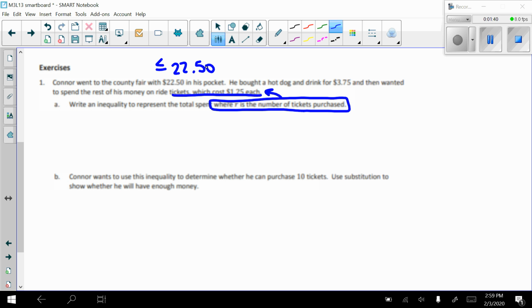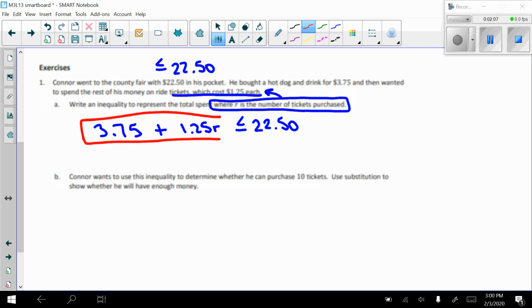Okay. So let's write this inequality. He buys his hot dog and drink for $3.75. And he buys some number of tickets that are $1.25 each. And all that has to be less than or equal to $22.50. That is our inequality. He's going to spend this amount of money, and it can't go over that. Okay.